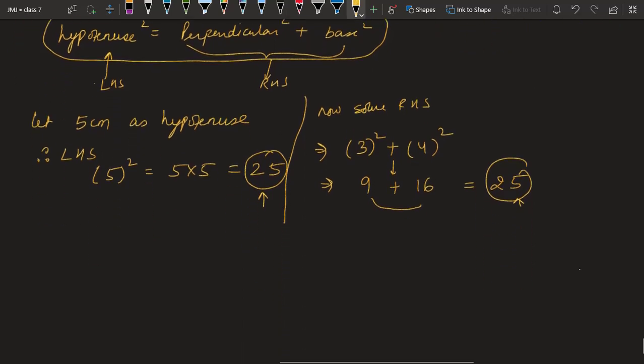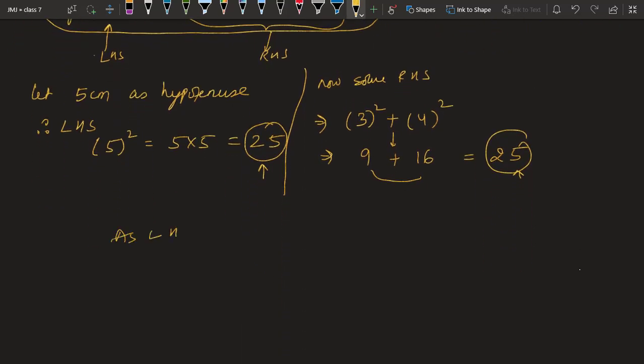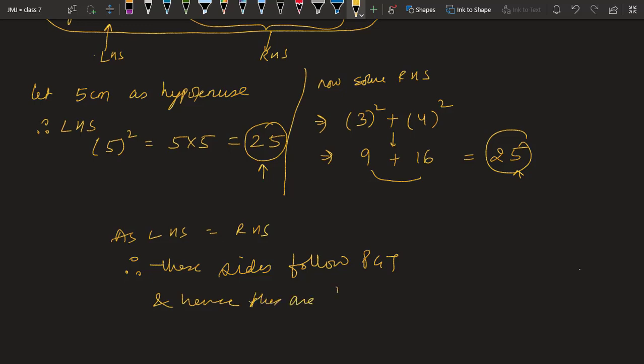We can say left hand side is equal to right hand side, therefore these sides follow Pythagoras theorem and hence these are forming a right angle triangle.